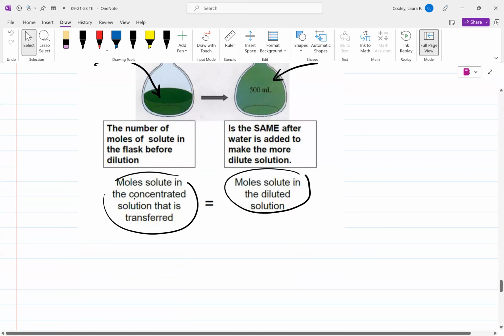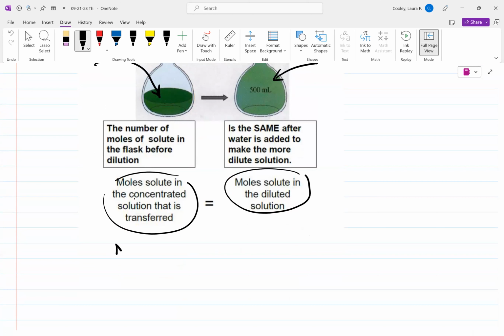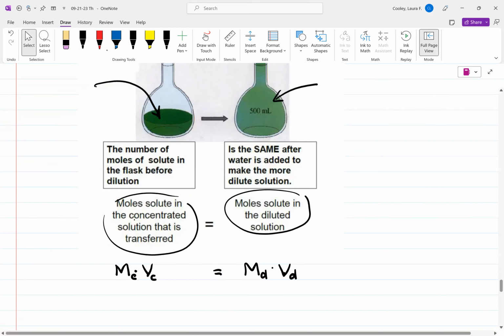Okay, from this, we can get a kind of master equation to solve all of these types of problems. Because what is moles equal to in terms of molarity? Moles is molarity multiplied by volume, right? This is the molarity of the concentrated solution, the darker green, times the volume of the concentrated solution. That's what moles equals. And that will be equal to the molarity of the diluted solution times the volume of the diluted solution. It all starts with the moles being the same.